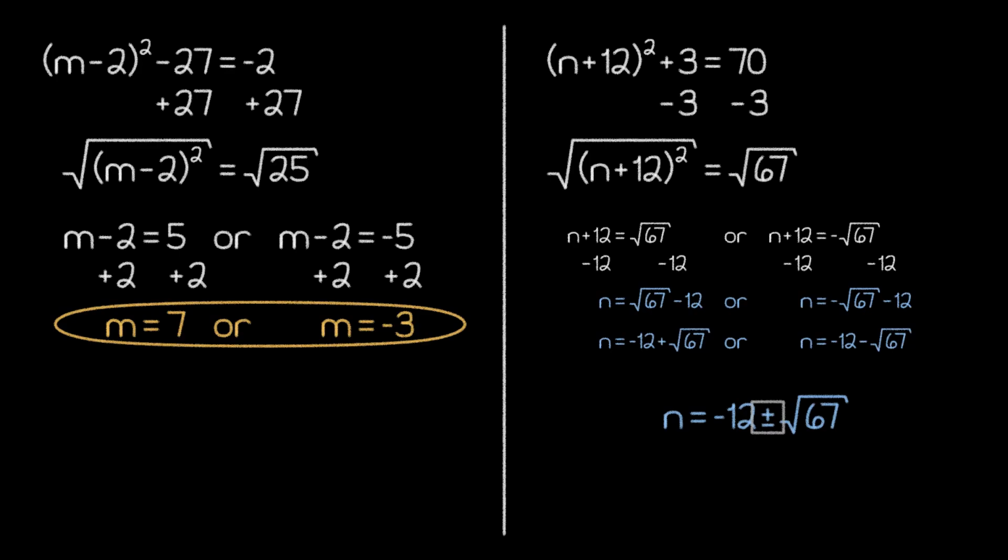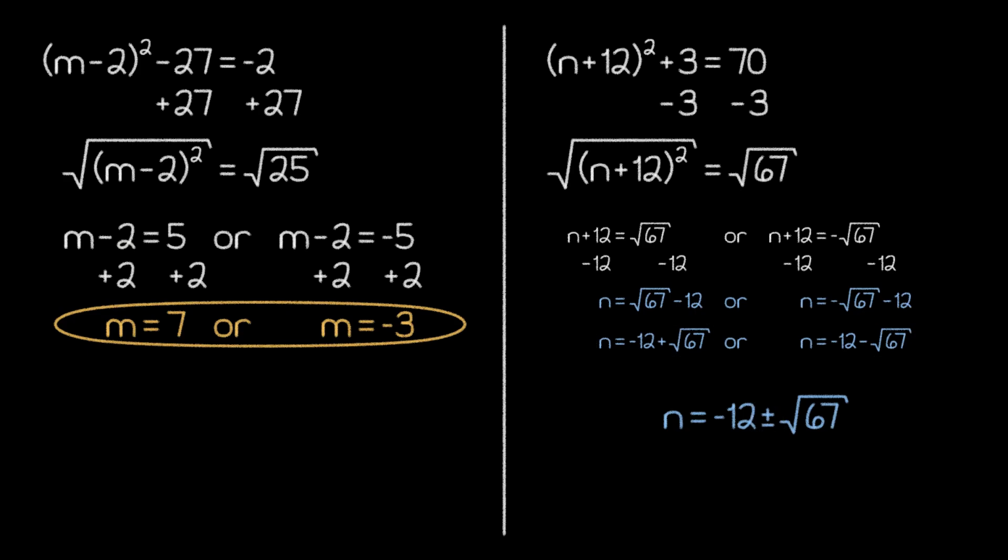This new symbol is read as plus or minus, and so the whole answer can be read as n is equal to negative 12 plus or minus the square root of 67. The meaning of this symbol is that it can be interpreted, unsurprisingly, as either a plus sign or as a minus sign. If we treat it as a plus sign, that would correspond with this answer that we had previously. But if we treat it as a minus sign, that would correspond with this other answer that we had previously.